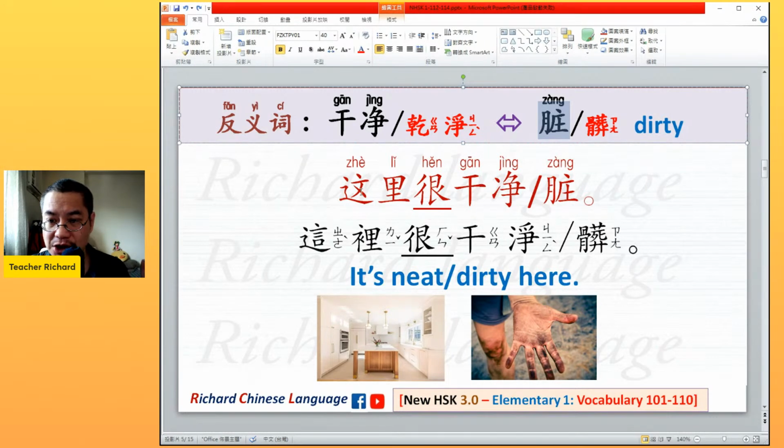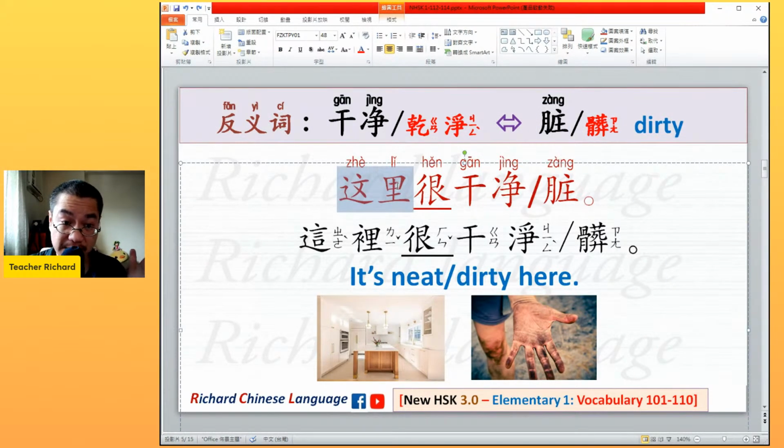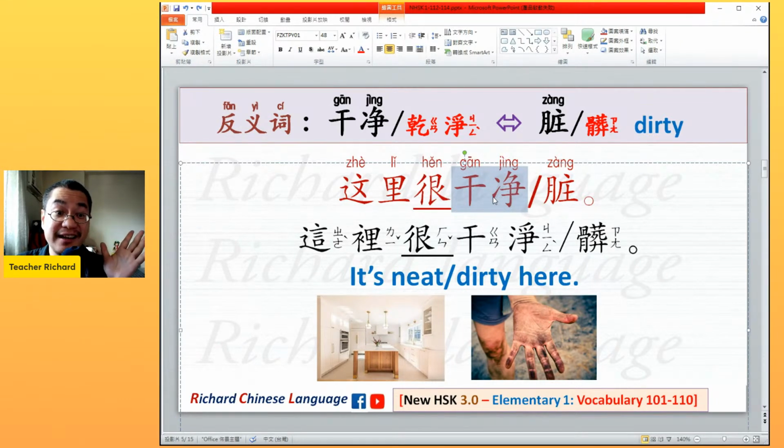So you can say 这里, which means here, or this place. 这里很干净. It's neat here, it's clean, it's tidy here. You can also say 这里很脏. It's dirty here. It's so dirty here. 这里很脏 or 这里很干净.